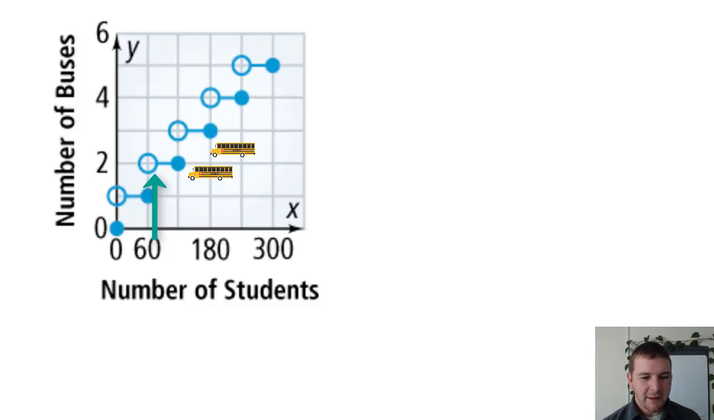Now similarly, the open circle on the left of the step at 2 on the y-axis means that we don't need 2 buses when there are exactly 60 students. As soon as we move to the right, just a little bit on the graph, that would represent 61 students, and then we need 2 buses. That's how a step function works.